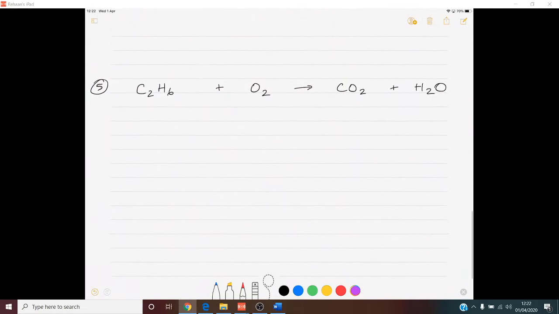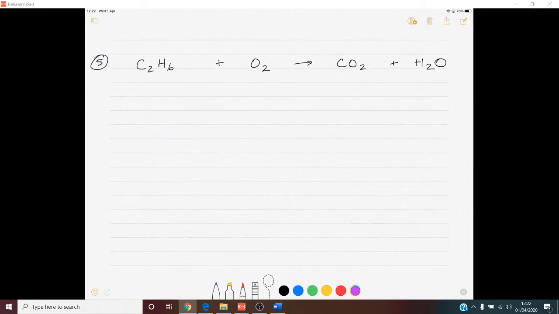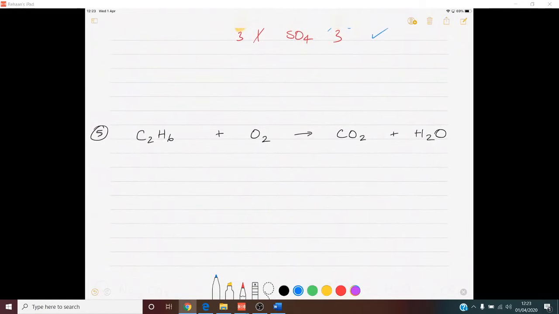We've got ethane and oxygen, combustion of ethane. If you have a go at this one here. I'm going quite rapidly here, but we must list all of our elements, C, H, and O. If we count the number of carbons on the left, we have 2, 6 hydrogens, and 2 oxygens on the left. On the right hand side, we have 1 carbon, we have 2 hydrogens, and we have 3 oxygens altogether.